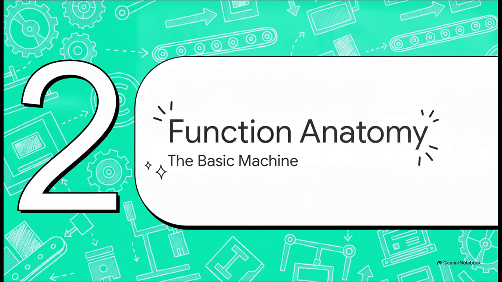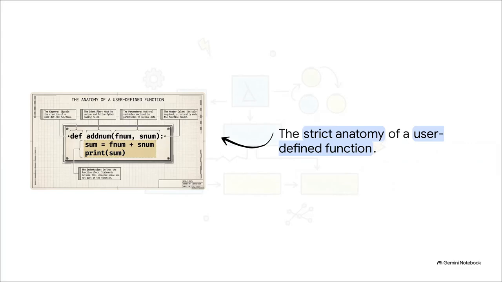Section 2. Anatomy of a function. Building the basic machine. Now, building one of these function machines requires strict syntax. You always kick things off with the def keyword, followed by your unique identifier. Then, inside the parentheses, you've got optional parameters to catch incoming data. You cap that off with the mandatory header colon. Then, and this is Python's golden rule, your structural indentation physically defines the function block. If you step outside that indent, well, you're off the machine.